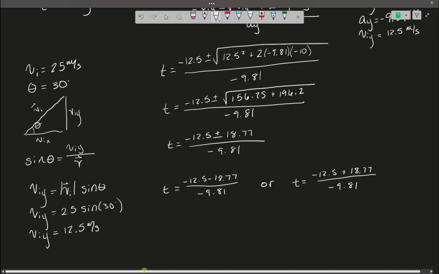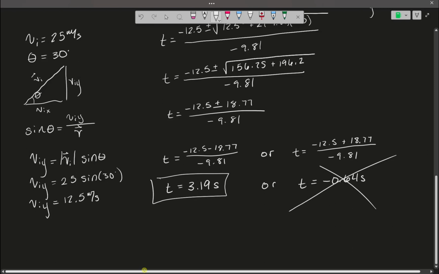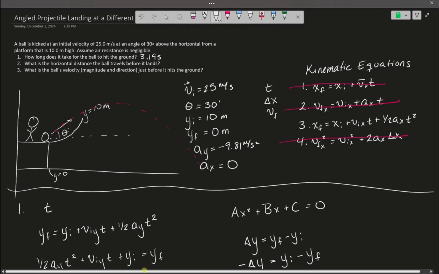I should get a really obvious answer here. I should get one solution that is positive and one solution that is negative. Obviously, we can't have negative time, so the solution has to be the positive solution. So I have that time is equal to 3.18, well, let's round it, 3.19 seconds, or my time is equal to negative 0.64 seconds. Well, we can't have negative time, so the time it takes is going to be 3.19 seconds.